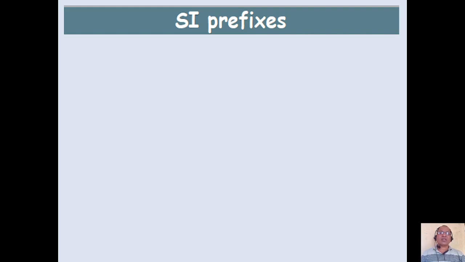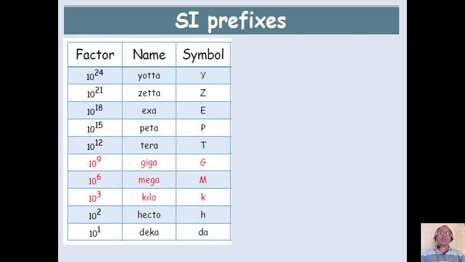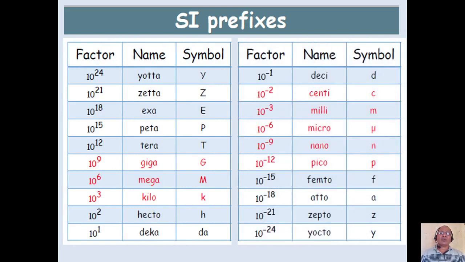Certain prefixes are higher, as shown in this figure, whereas certain prefixes are smaller, as shown in the second figure. We start with the higher prefixes, that is, higher powers of 10. First we have deca, which represents 10 raised to 1, hecto 10 raised to 2, kilo 10 raised to 3, mega 10 raised to 6, giga 10 raised to 9, tera 10 raised to 12, peta 10 raised to 15 and so on. These are the higher units, positive powers of 10.